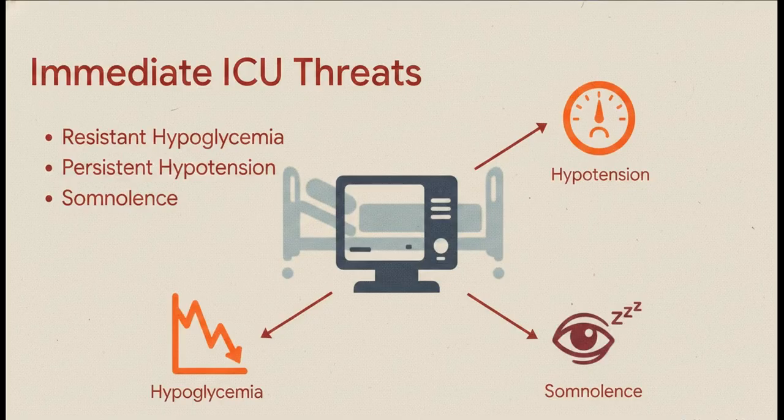Let's look at the immediate threats in the ICU. These are great test questions because they're a bit counterintuitive. You've got persistent hypotension from residual phenoxybenzamine, which requires ongoing aggressive volume management. Then there's sudden resistant hypoglycemia. This happens due to hyperinsulinemia once that suppressive tumor is gone, and that mandates strict, continuous glucose monitoring. You might also see somnolence just from the sudden withdrawal of all those activating catecholamines.